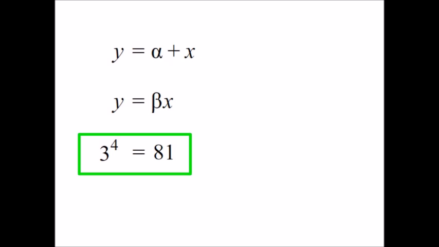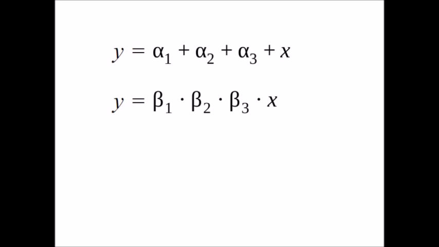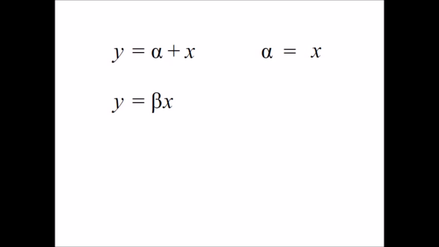I'm not, because I need to say this. Alpha and beta become alphas and betas. Here is something clever. What if alpha equals x? That means y is equal to 2x.